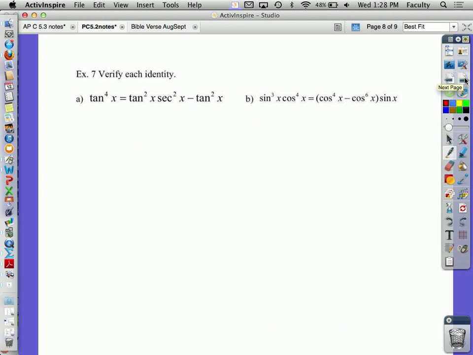All right, try letter A here on example 7. I'll give you a head start. Obviously, the right side looks more complicated, so let's start there.